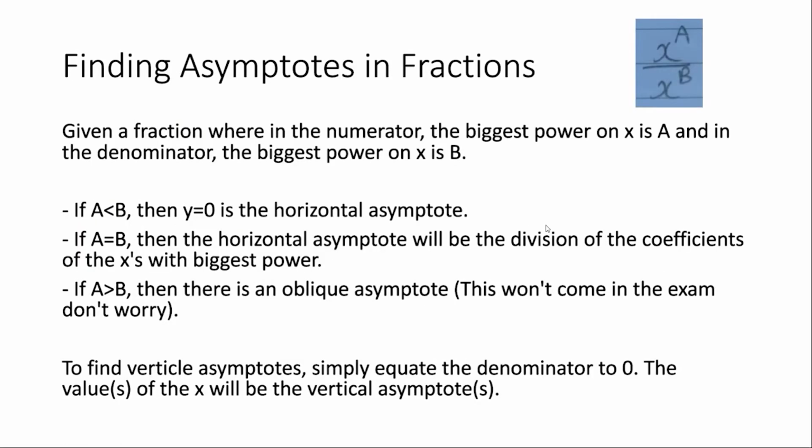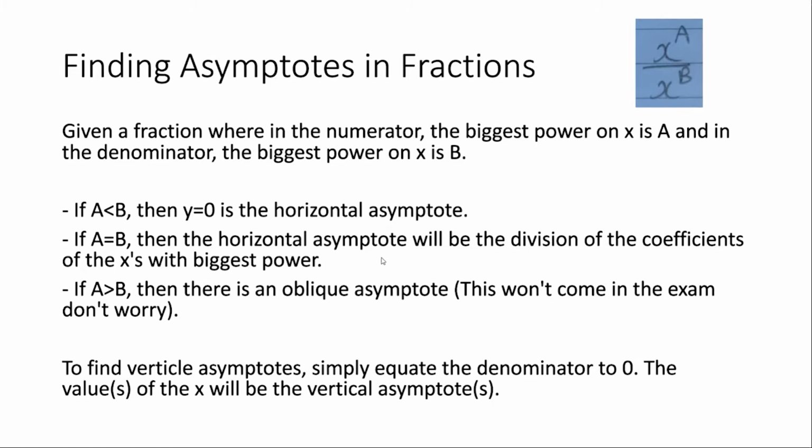Now we have finding asymptotes in fractions. Over here you have a fraction with the biggest power of x being a for the numerator and the biggest power of x being b for the denominator. If a is less than b, then y equals 0 is the horizontal asymptote. Just understand or memorize it. The example will be really fast.